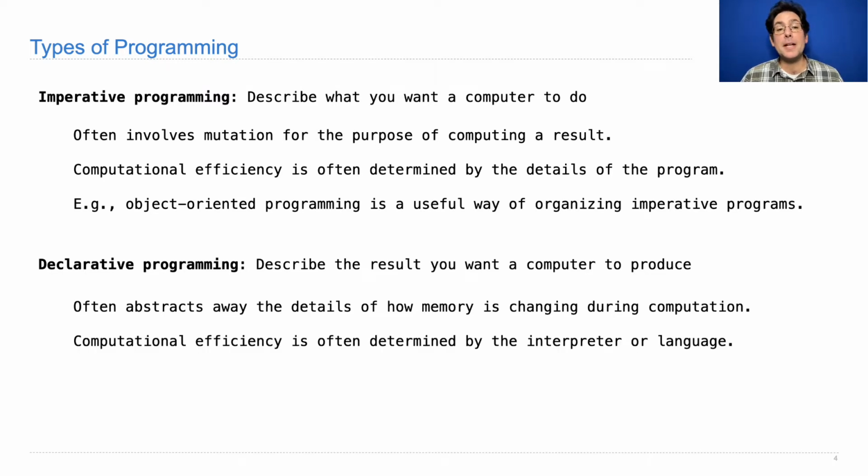As a result, computational efficiency is often determined by the language design and the interpreter rather than the particular instructions that you're giving as the programmer. And often one of the goals of declarative programming is to make sure that efficient solutions happen automatically, even if the programmer doesn't think of them.